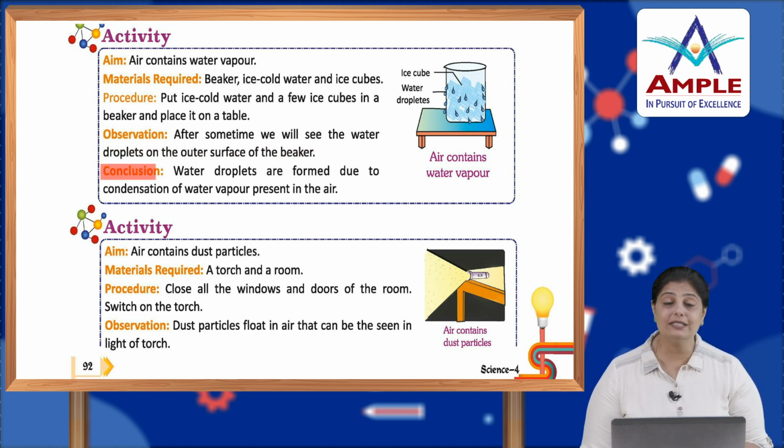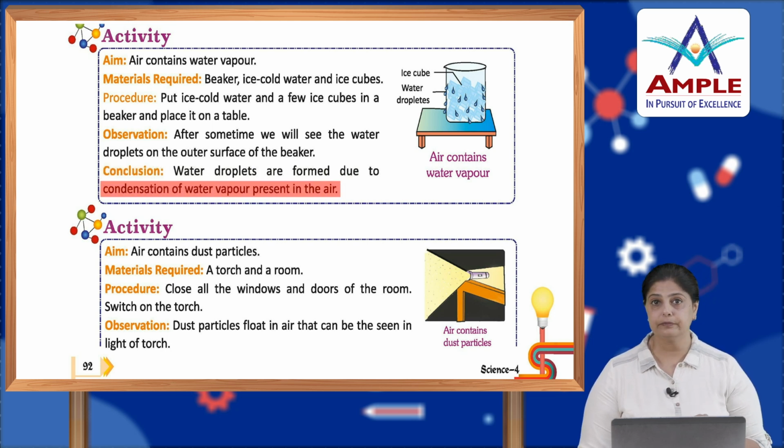It shows that water droplets are formed due to condensation of water vapor present in air. Now, this process is known as condensation. We will learn about it in detail after some time.